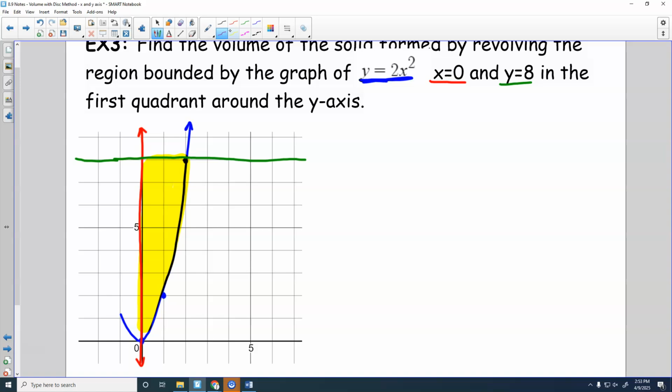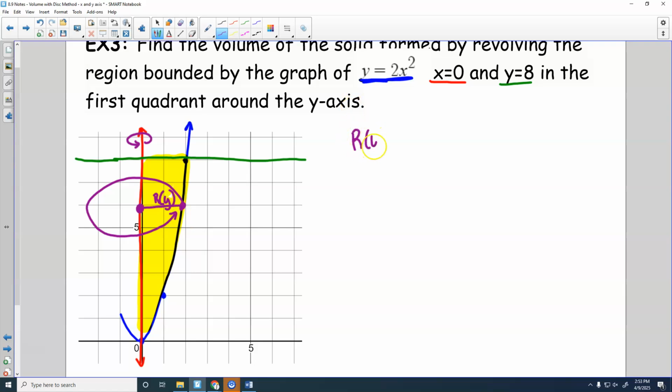Okay, everybody okay with our region? So this time I'm rotating around the y-axis. So the radius of my circle is going to be from the y-axis out to whatever function is on the outside of that area. Because this gets spun around in a circle here, and that is your... actually, I should not put capital R of X. What should I do instead? R of Y, because it needs to be in terms of Y.